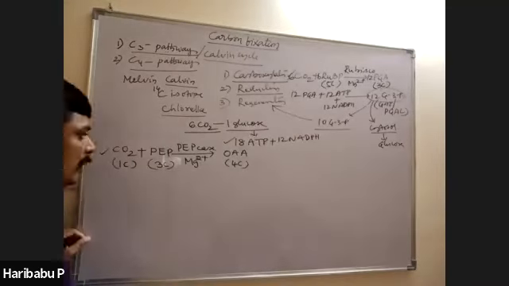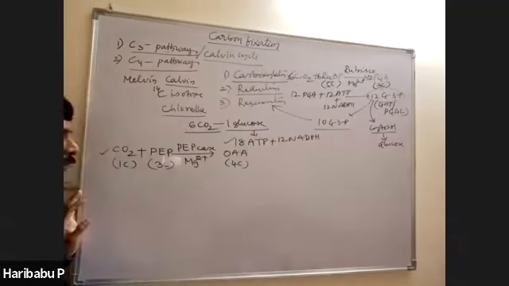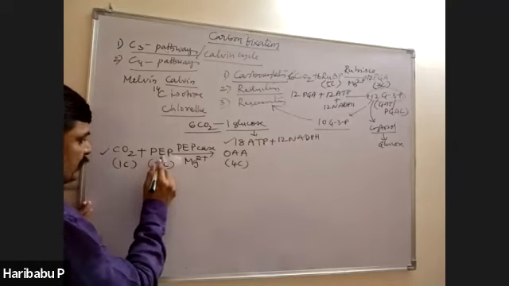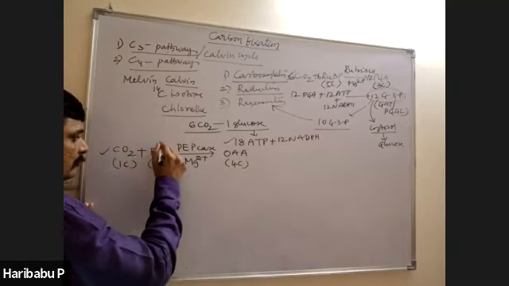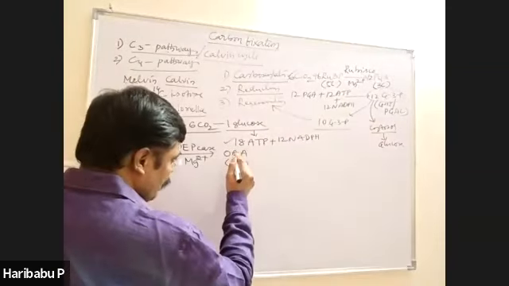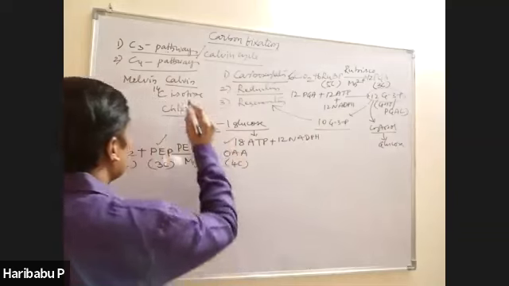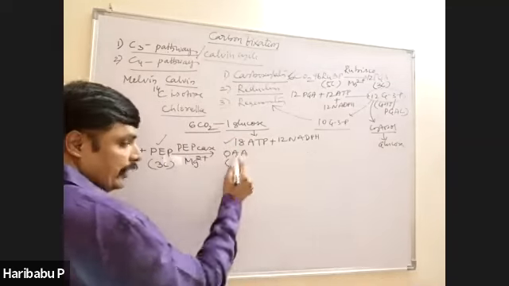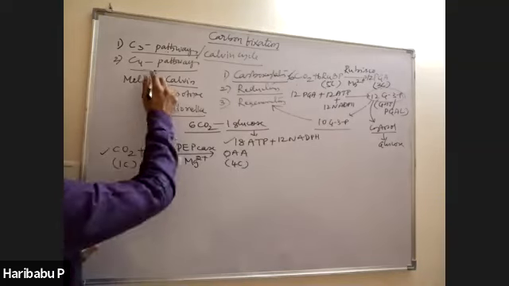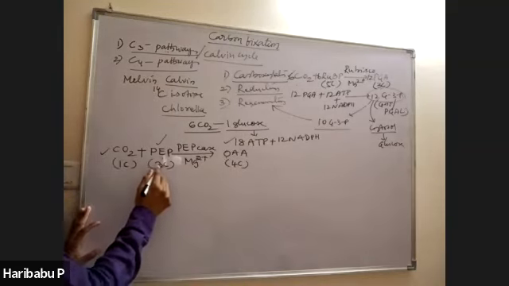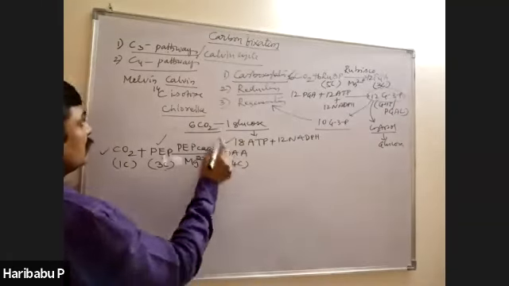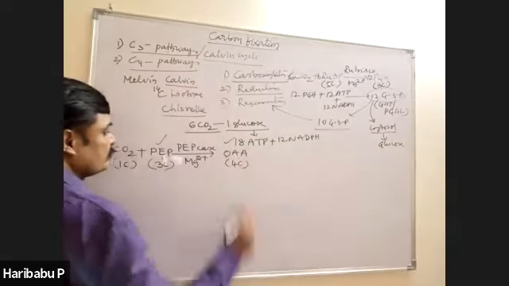For its activity, magnesium is required, like that of Rubisco, the most abundant enzyme, the most abundant protein. Okay, right. Here are four important questions. Primary acceptor of CO2 in C4 plants: PEP. First stable product in C4 plants: OAA. Number of carbons in the primary acceptor of C4 plants: 3. Number of carbons in the first stable product in C4 plants: 4.